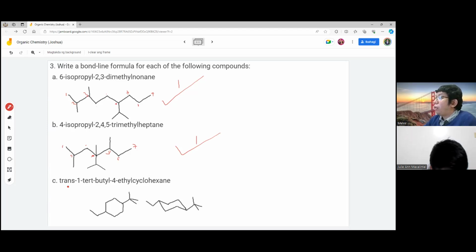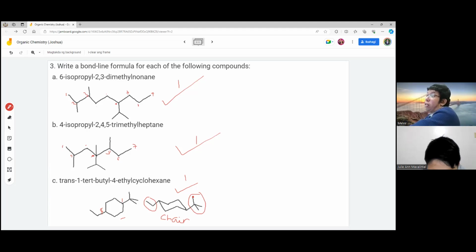And then, for letter C, we have trans-1-tert-butyl-4-ethylcyclohexane. So, this is your cyclohexane. And then, tert-butyl daw mauna. So, this is the 1. Then, 2, 3, 4. Okay? 4-ethyl. Okay. So, dahil trans sila, okay, nice. You actually made a chair conformation. E paano kung flat ring lang yung Haworth projection, Josh? Kasi ito ay chair, eh. Right? No, and this is actually correct kasi trans sila. So, and they are both occupying what positions? Para masabi mong trans. Correct, because the tert-butyl is oriented upward or above the ring, and then the ethyl group is oriented below the ring. So, trans yan sila.